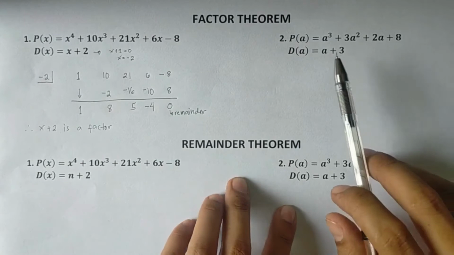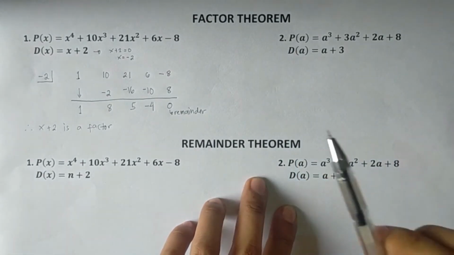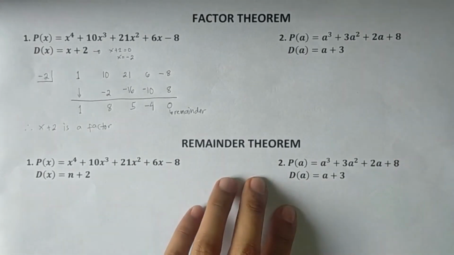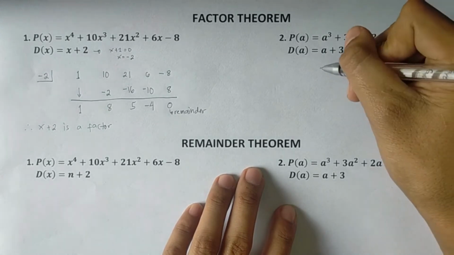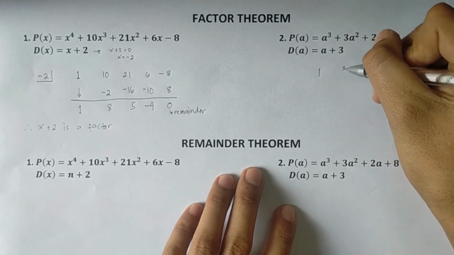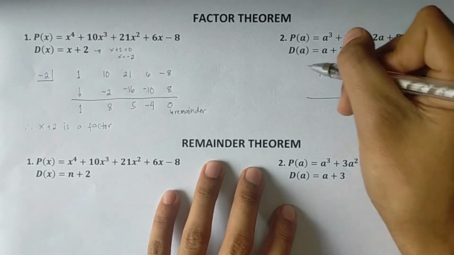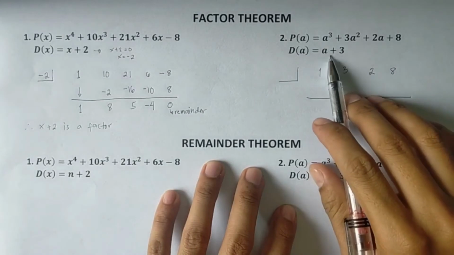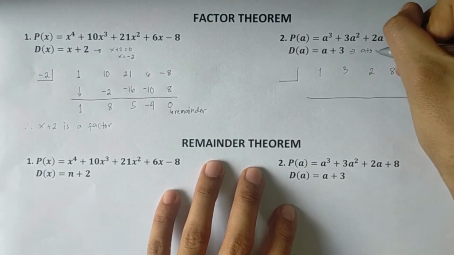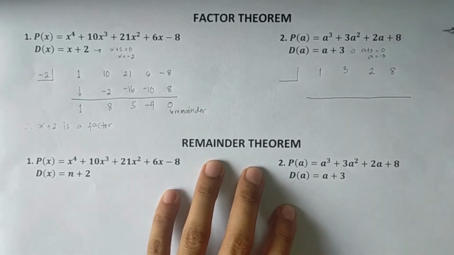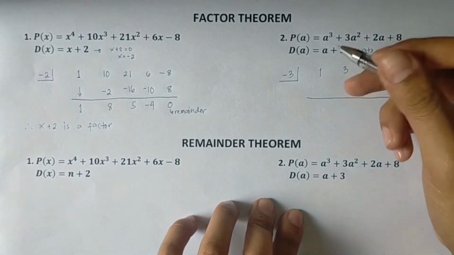How about example number 2? Let's identify if d of a is a factor of p of a. The same procedure, let's use synthetic division. We get the numerical coefficients, so we have 1, 3, 2, 8. Then a plus 3 equals 0, so a is equal to negative 3. So negative 3 here.